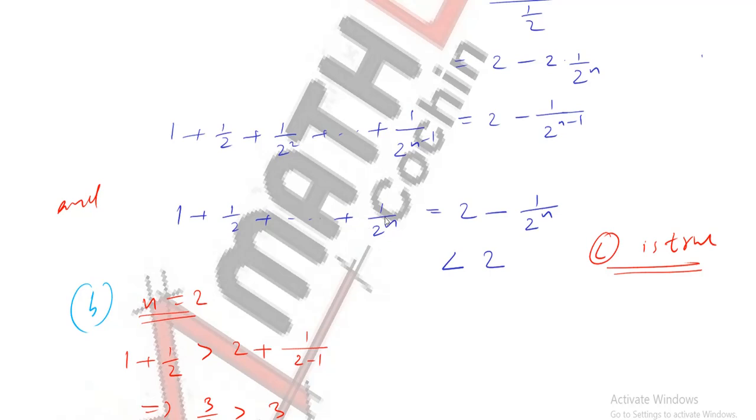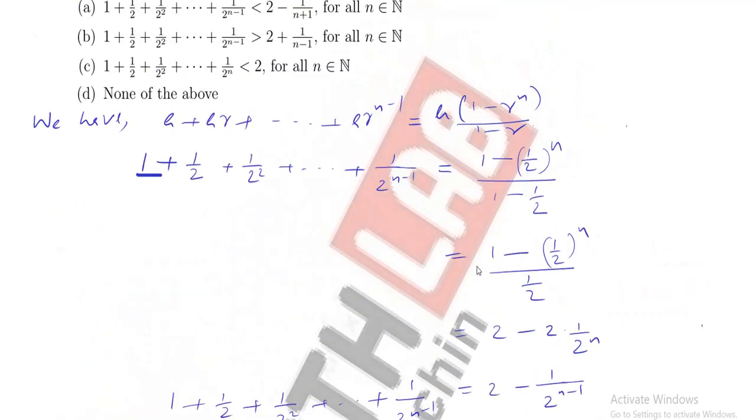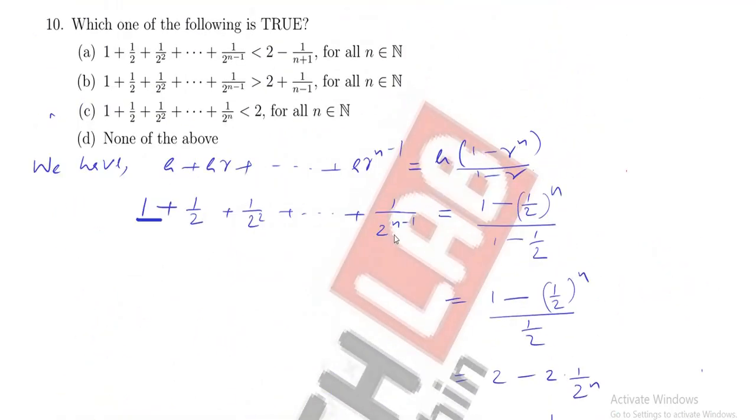So 1 plus 1 by 2 plus etc plus 1 by 2 to the power n will be less than 2. So we can say that C is true. This is always less than 2. So option C is right.